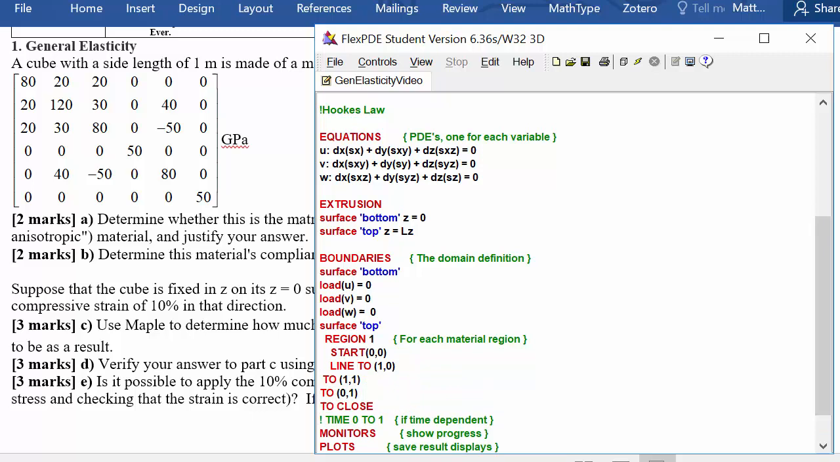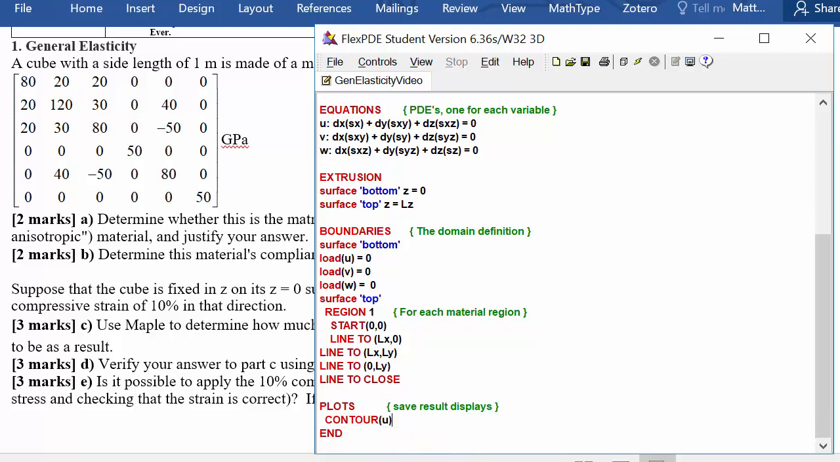So we're going to go line to lx 0, lx ly, and 0 ly with all lines every time. No time. We're not going to use a monitor section. And if we're writing a contour, we're going to need to say where we are specifying this contour. So before we put in any contour plots, let's just put in the deformation plot.